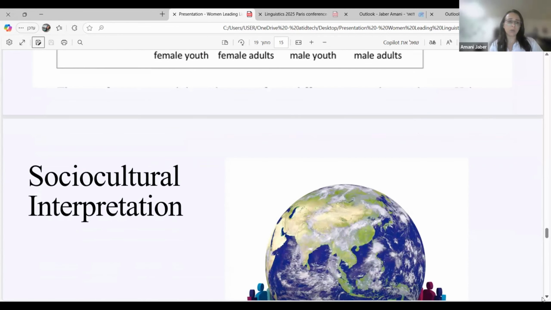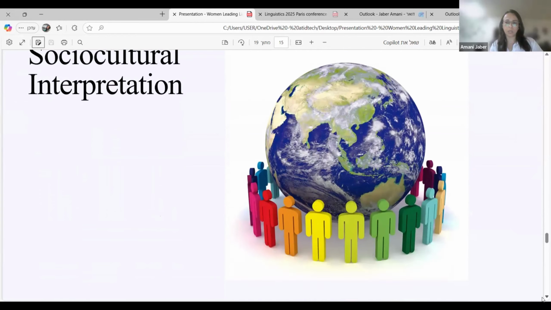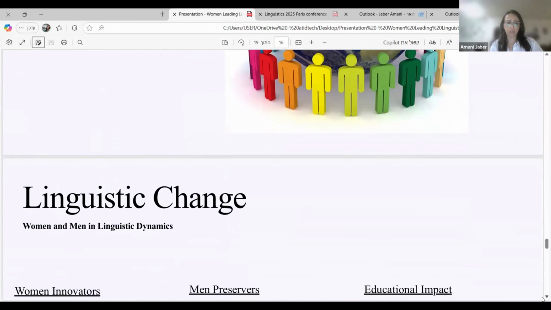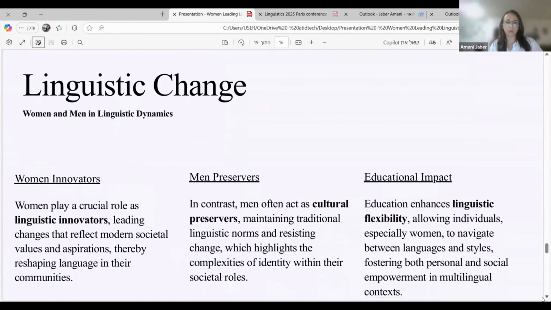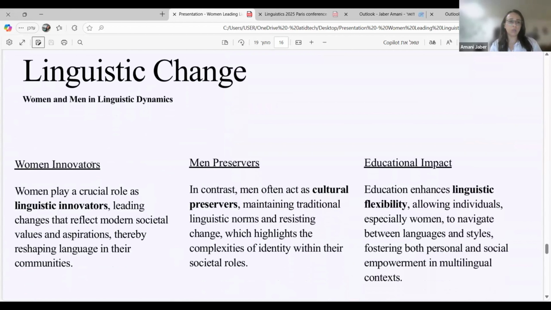Now, in terms of my sociocultural interpretation of what was going on within the study, and it was very interesting, there were several reasons why this was happening. I'll start with women as innovators. Women play a crucial role as linguistic innovators, leading changes that reflect modern societal values and aspirations. Thereby, they were reshaping the language of their communities. Men were the preservers. In contrast, men were more cultural preservers. They maintained the traditional linguistic norms and they resisted the change. And they highlighted the complexities of identities within these social roles.